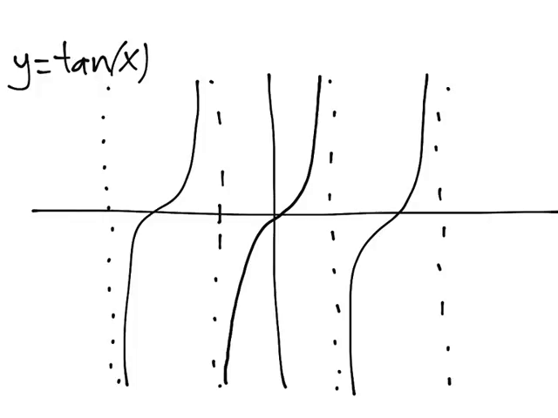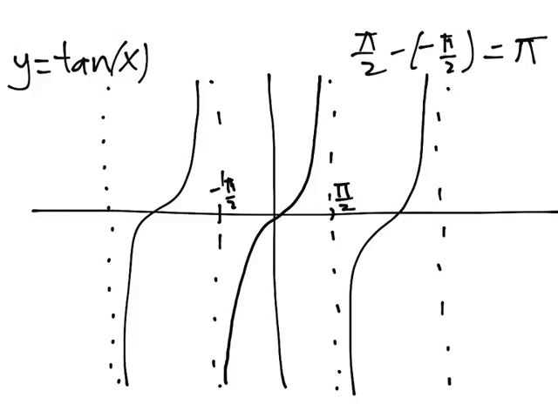This asymptote occurs at minus pi over 2, and this one is at pi over 2. So if we take the difference of these, that tells us how long it takes for it to repeat, which is pi over 2 minus minus pi over 2, which equals pi. So unlike sine and cosine, tangent of x has a period of pi.